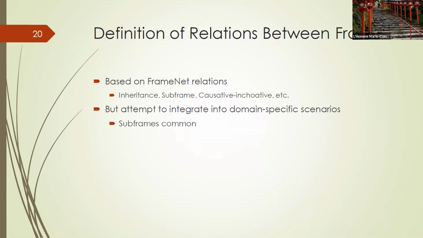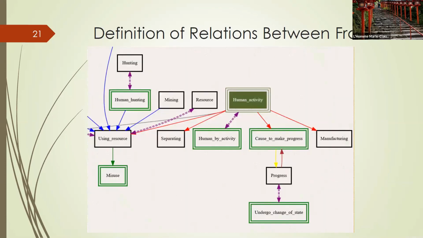And then we define frames. Again, we refer to relations that are described in FrameNet. But as I said, we try to integrate them into something that means something from the point of view of the environment. So here you have an example. I showed an example earlier with species activities, but here you have an example with activities carried out by human beings, as we can see them in our corpora. So human beings manufacture, develop things, use resources.